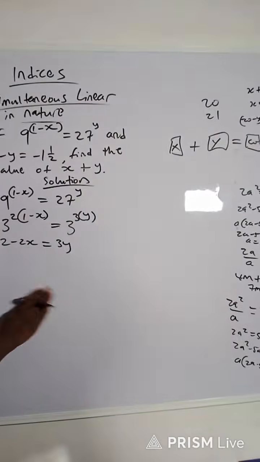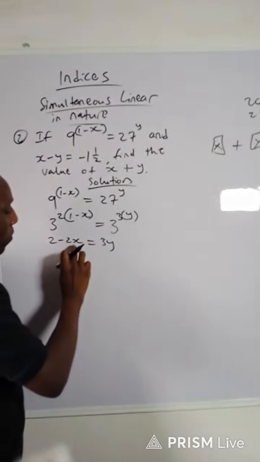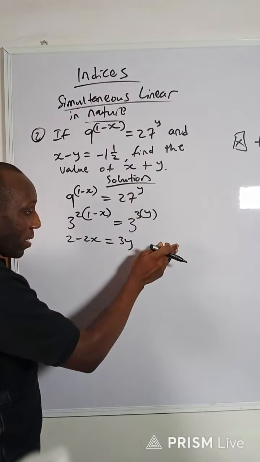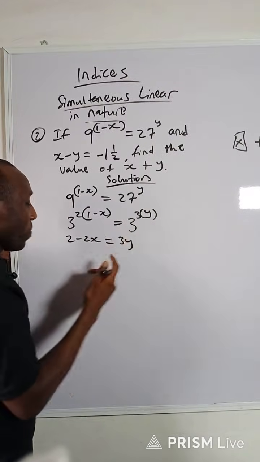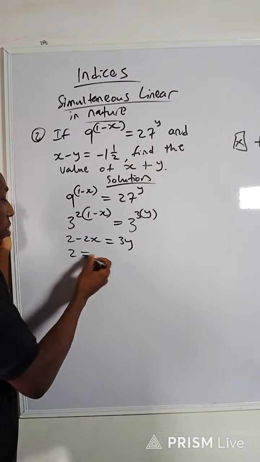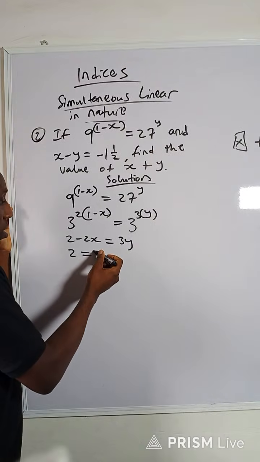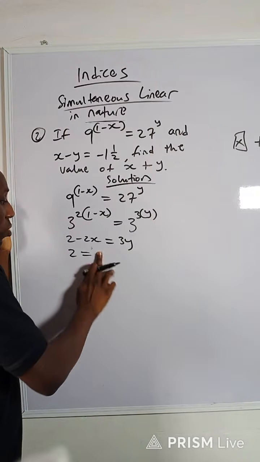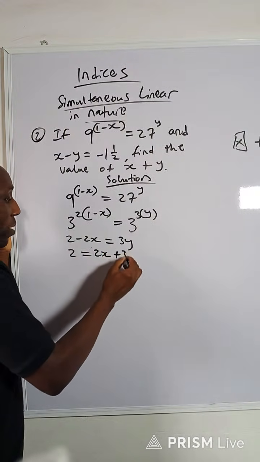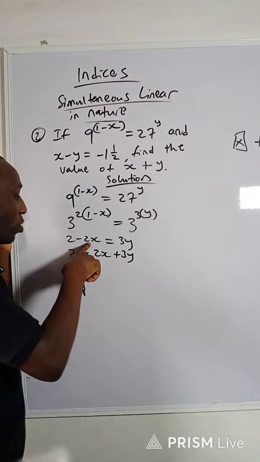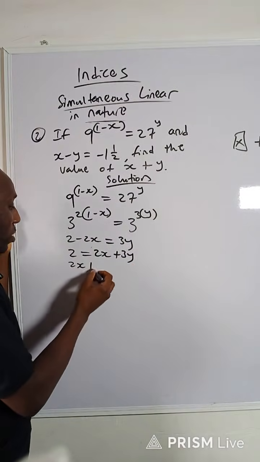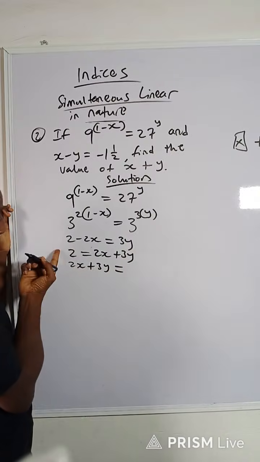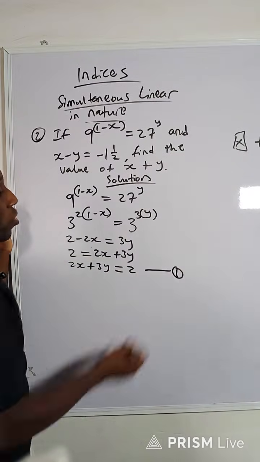So let's come here now. I can decide to move minus 2x to the right-hand side. Let me say it again. I can move minus 2x to the right-hand side. So if I do that, I will just have 2 here, which is equal to 2x plus 3y. You see that? I just move minus 2x to the right-hand side. So I can rewrite this like this: 2x plus 3y is equal to this 2. So let's call this equation 1.